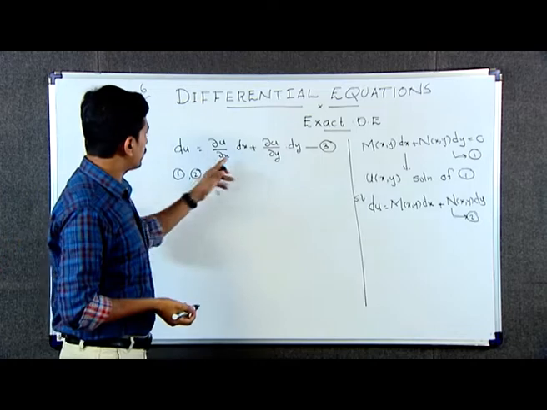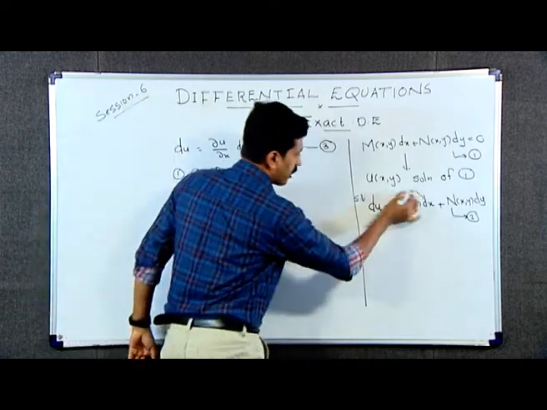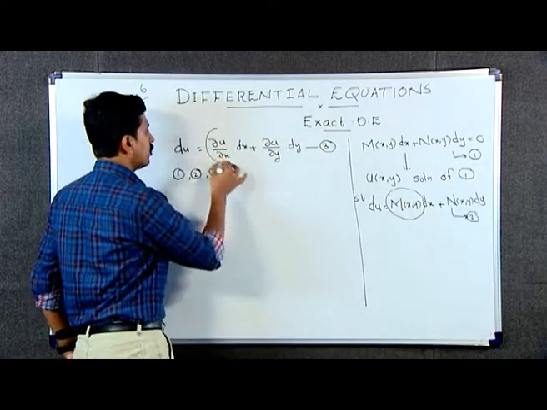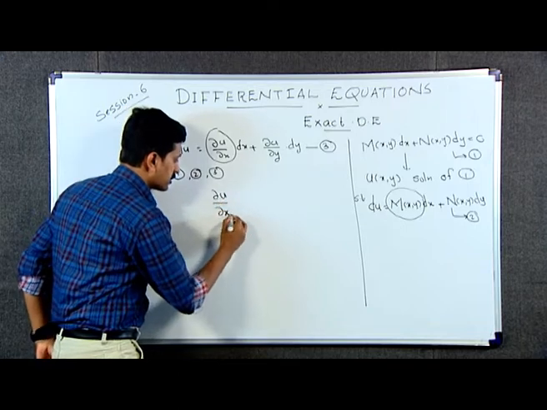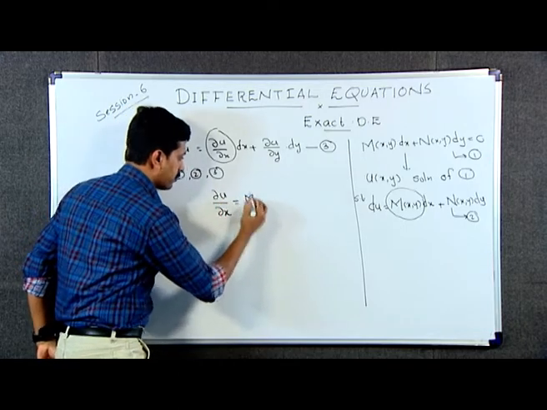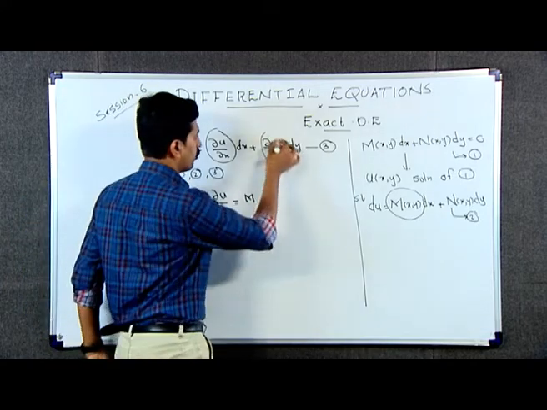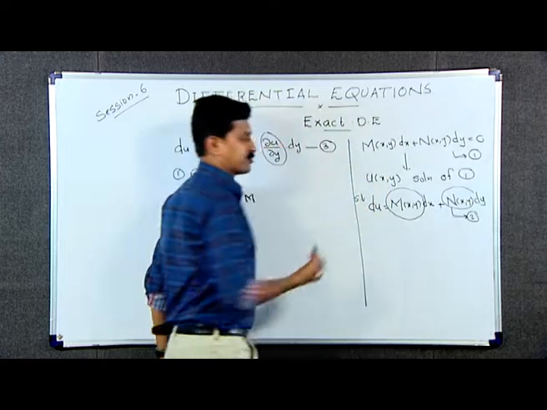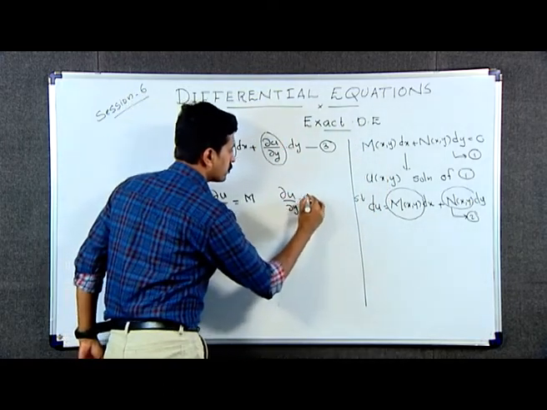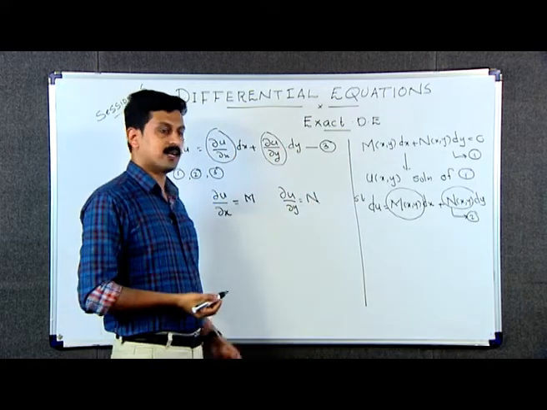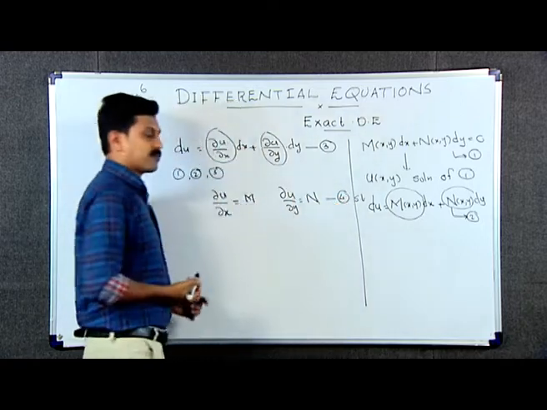If we compare these three equations, we can identify that M of x y is equal to dou u by dou x. Instead of M of x y, I am simply writing M, and dou u by dou y is equal to N of x y. Therefore, dou u by dou y is equal to N, simply writing N for N of x y. I am taking this as equation set 4.